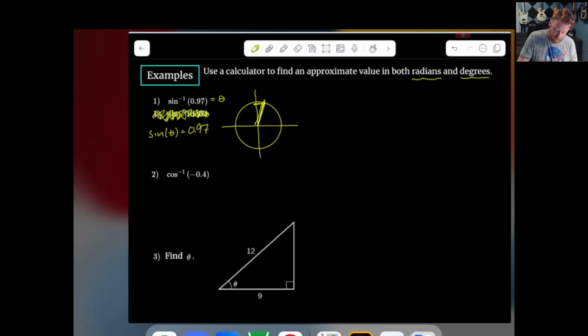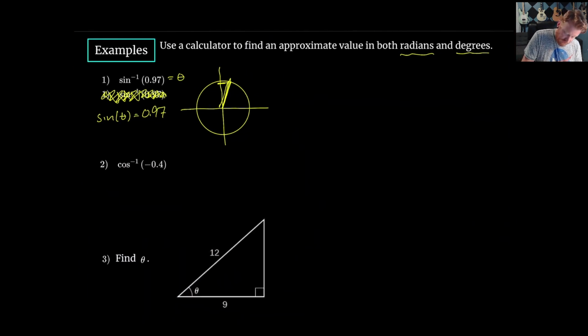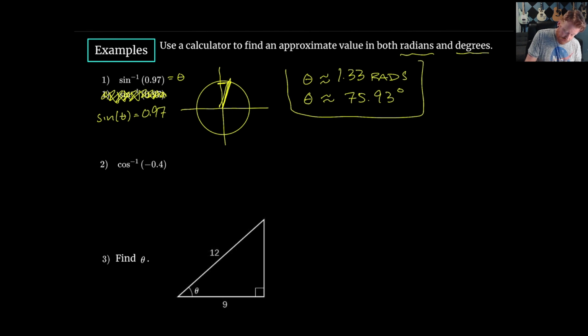So we'll switch back over to our picture now. Here we're getting that theta is equal to about, we don't want to say equal, but this is approximately 1.33 radians, which is the same as 75.93 degrees. So there we go. We have approximated using a calculator here for those values.